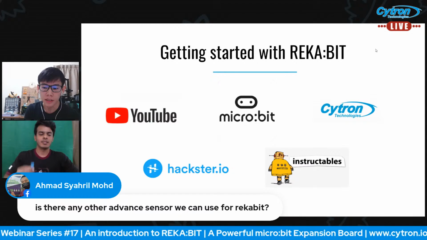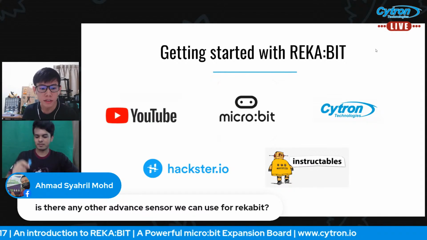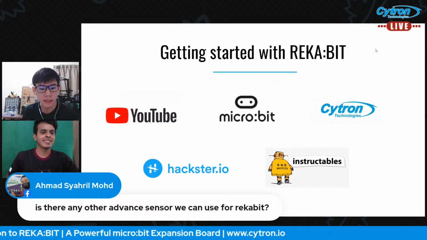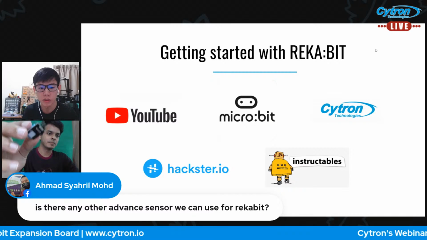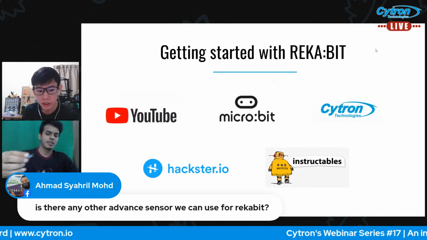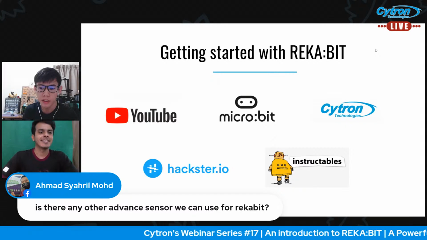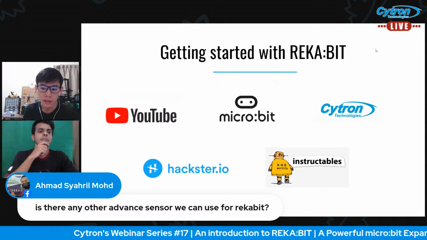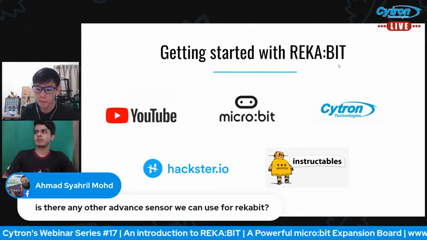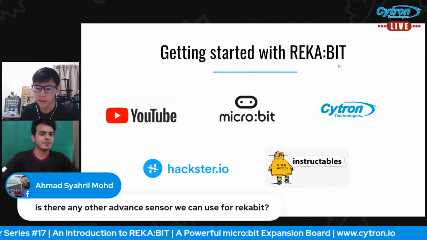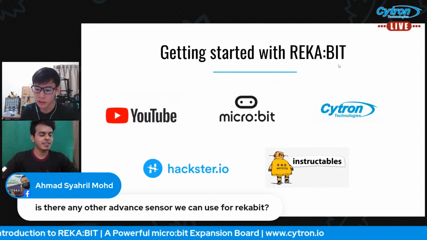And I think it can use a lot of Grove sensors, right? As long as the sensors have the Grove connectors and support 3.3 volts, you can give it a try, especially for those analog and digital sensors, right? Yeah. Okay. Any other questions? All right.